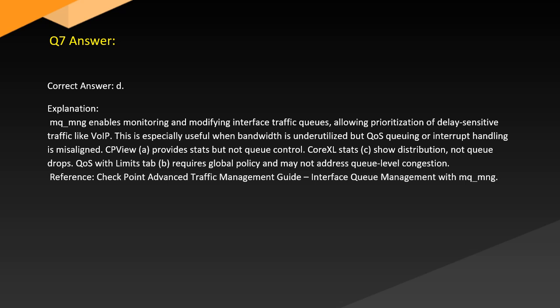CPView, A, provides stats but not queue control. CoreXL stats, C, show distribution, not queue drops. QoS with the Limits tab, B, requires a global policy and does not address queue-level congestion. Reference: Check Point Advanced Traffic Management Guide, interface queue management with MQ.